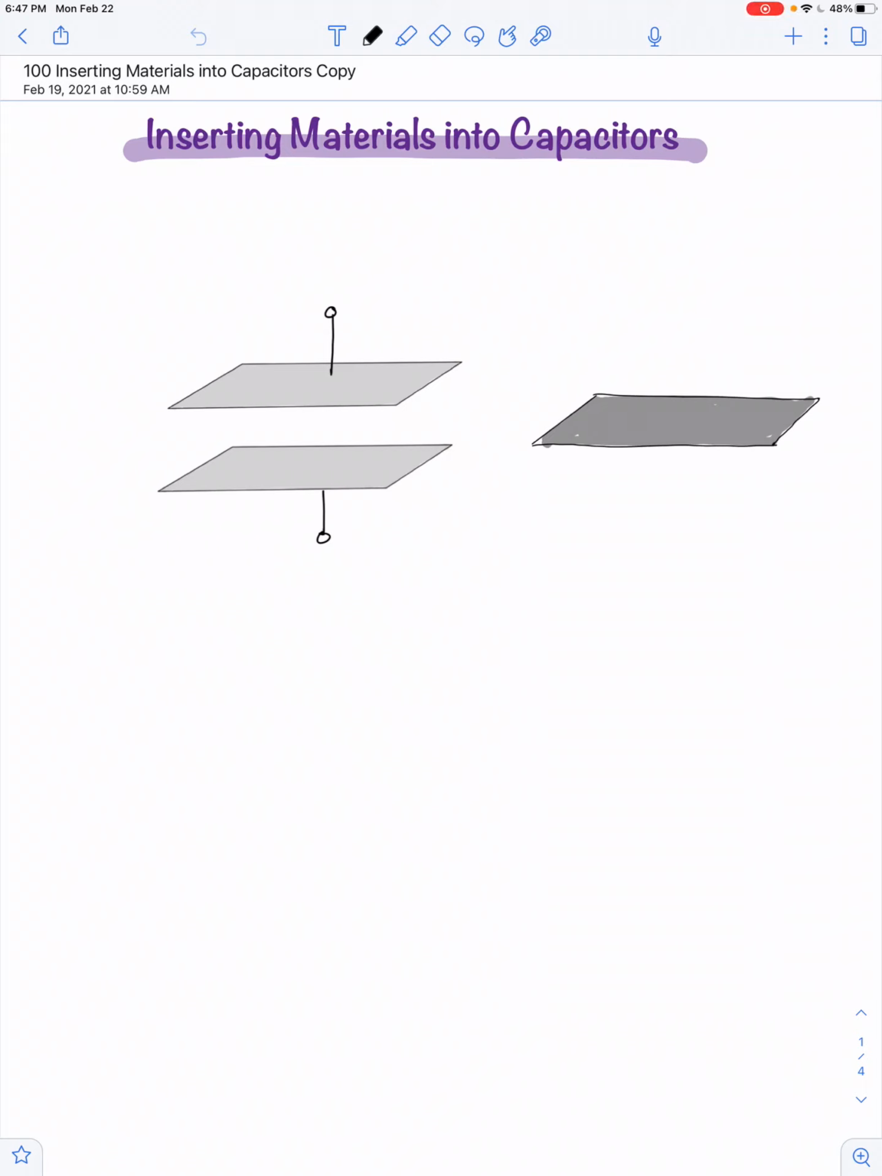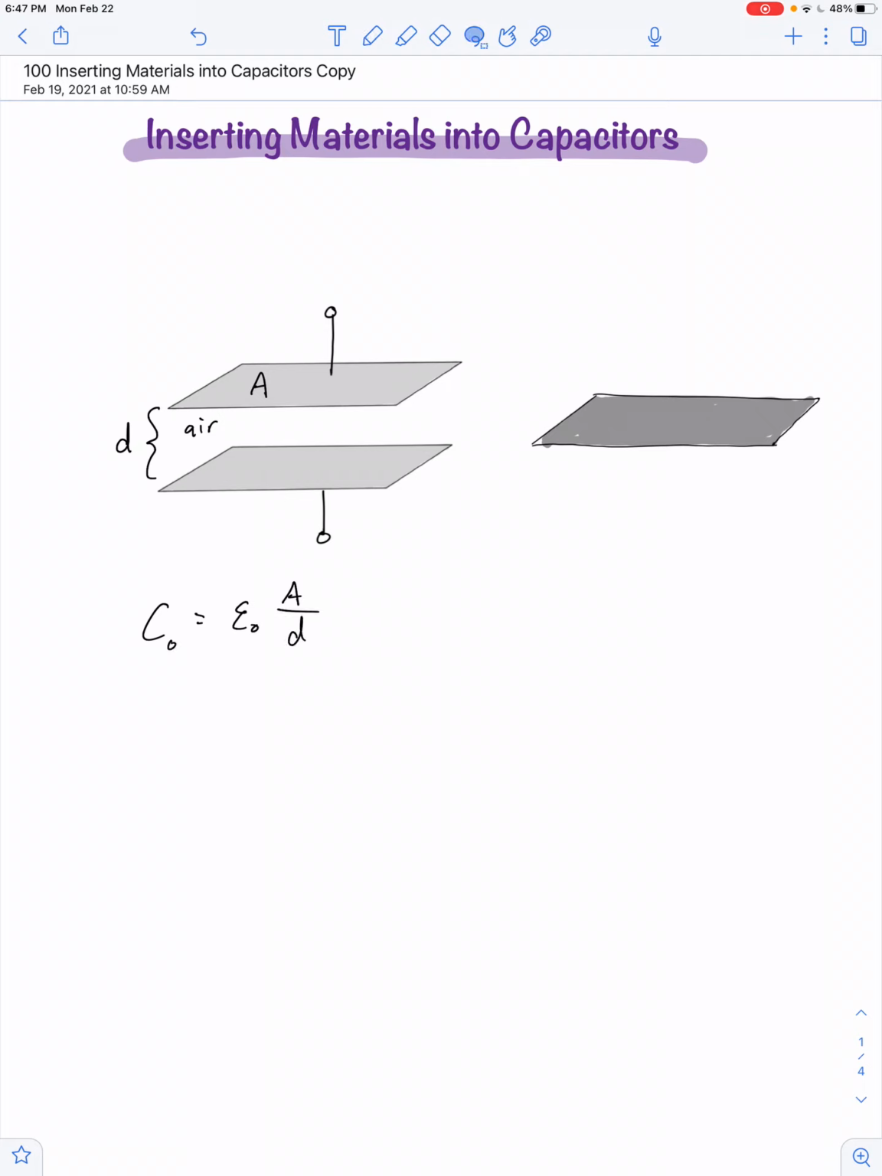If you've been keeping up with all the video lessons in this unit of study, then you've seen what happens when a dielectric slab is inserted between the plates of a parallel plate capacitor with a plate separation of D and an area of A. Now, this capacitor, if it's filled with air, has a capacitance equal to epsilon naught times A over D. I'm going to call that C naught.